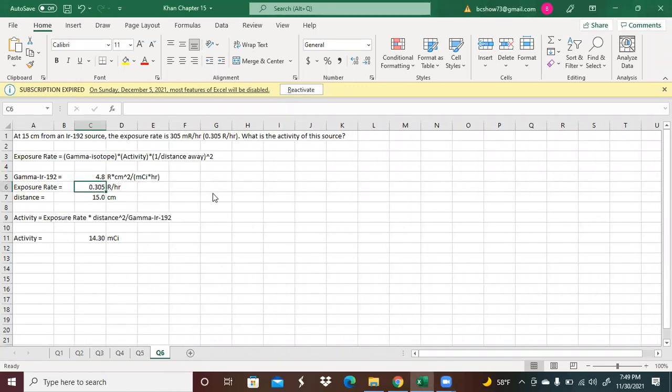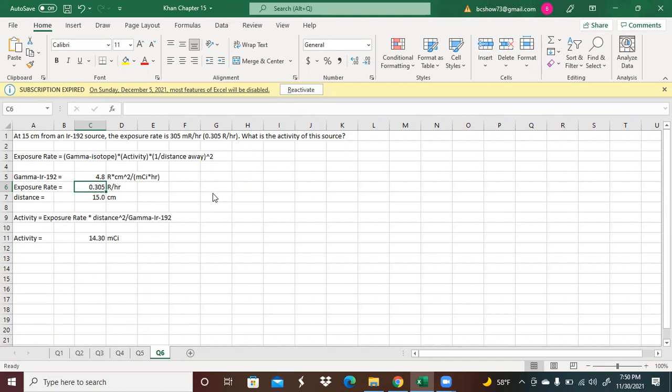And then finally here, at 15 cm from an iridium 192 source, exposure rate is 305 milliroentgens per hour, or 0.305 roentgens per hour. So what is the activity of the source? There's another equation in there that relates the exposure rate to the activity. So we know what the exposure rate is in this particular case. Gamma of iridium 192, closest value that I can find here is 4.8. And again, that's going to be roentgens square centimeters per hour per curie, with d equal to 15 cm.